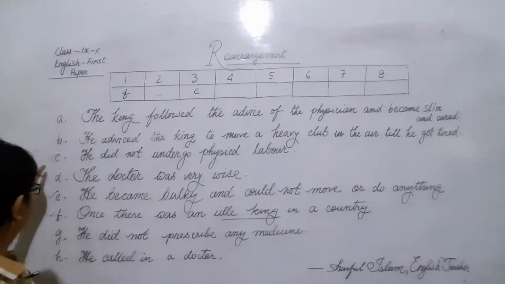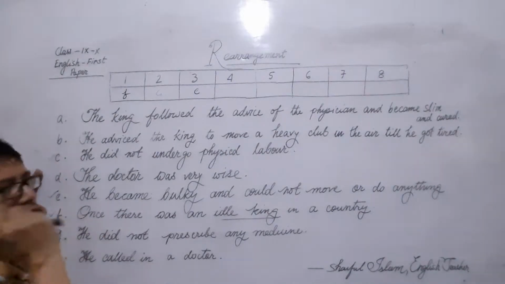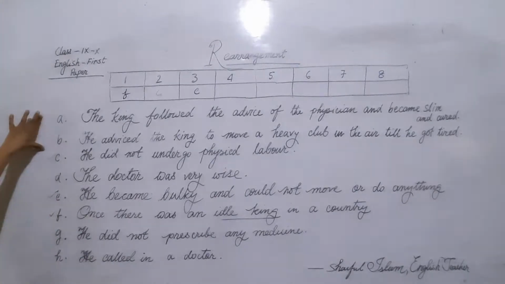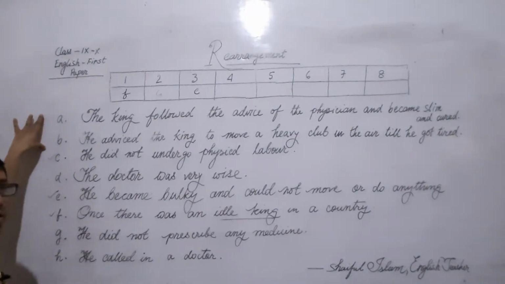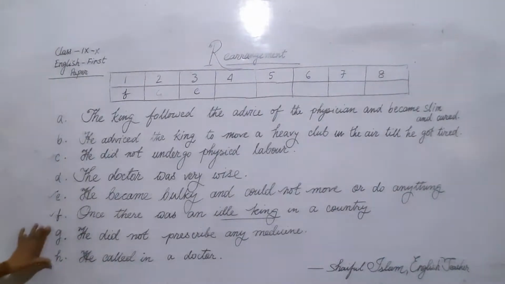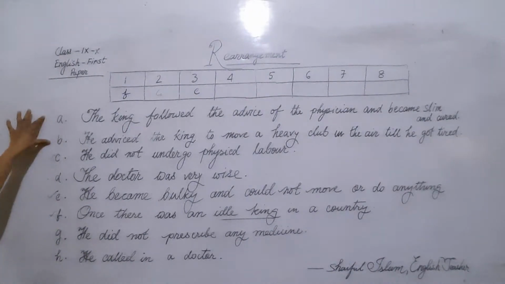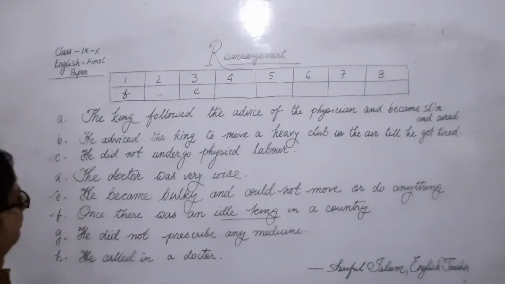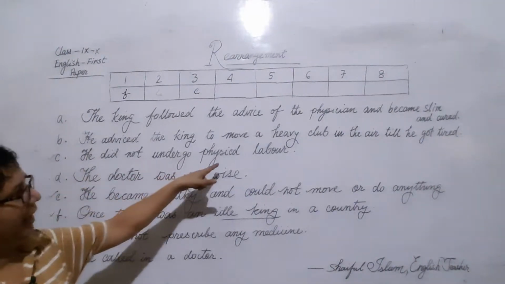If we just give the tick mark, we should not see the sentence again, because we should look at the other sentences for saving our time. So G, H and D, A, B are the rest of the sentences. Three sentences gone. Okay. Then he did undergo any physical labor.